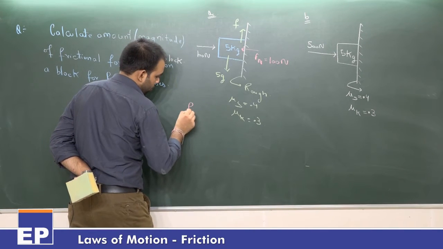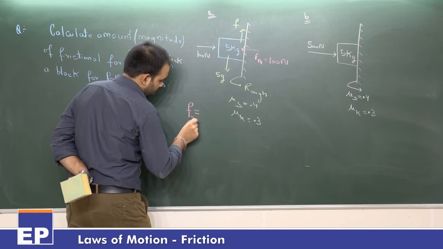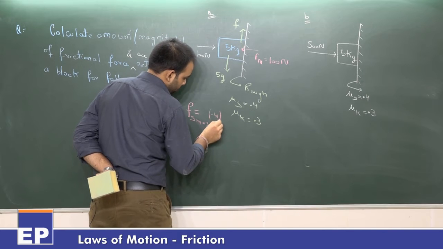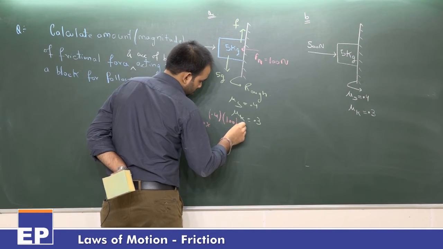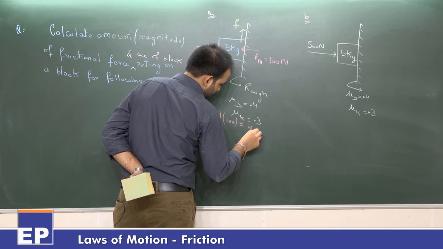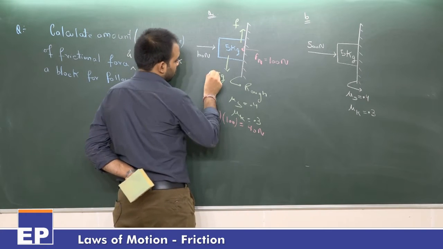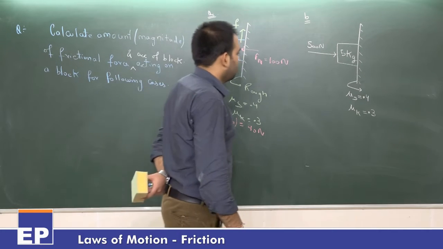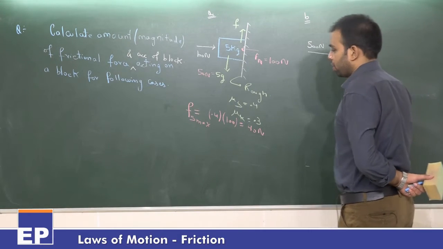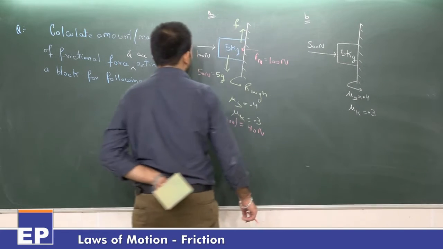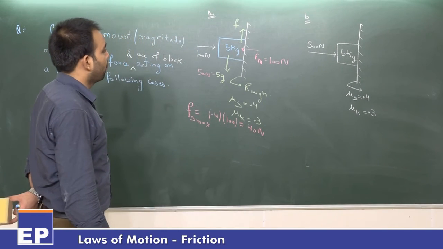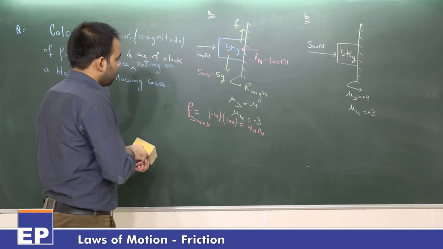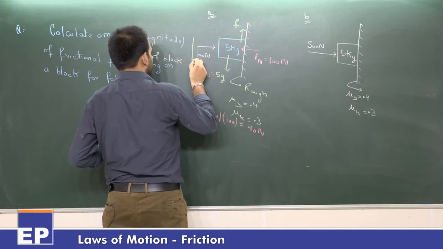So what is the maximum static friction? That is mu s max. That is how much? 40 Newton. And what is this? 50 Newton. So in this case, the maximum static friction is less than the value of 50. So it will not remain at rest and it will start moving. Let's suppose it starts moving with some acceleration A.